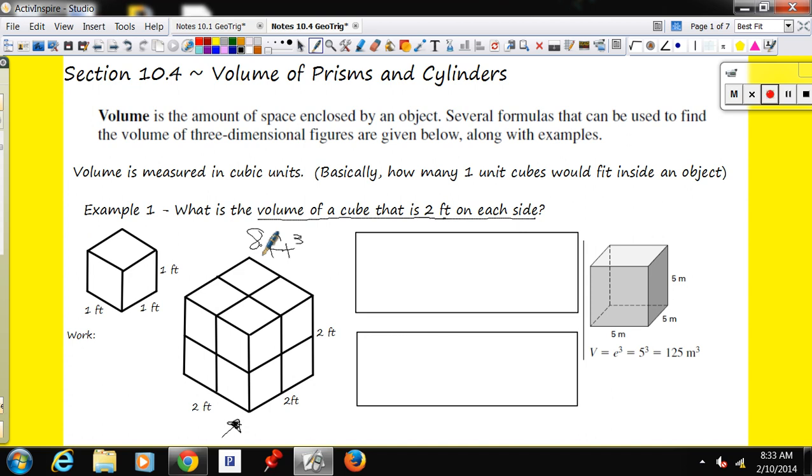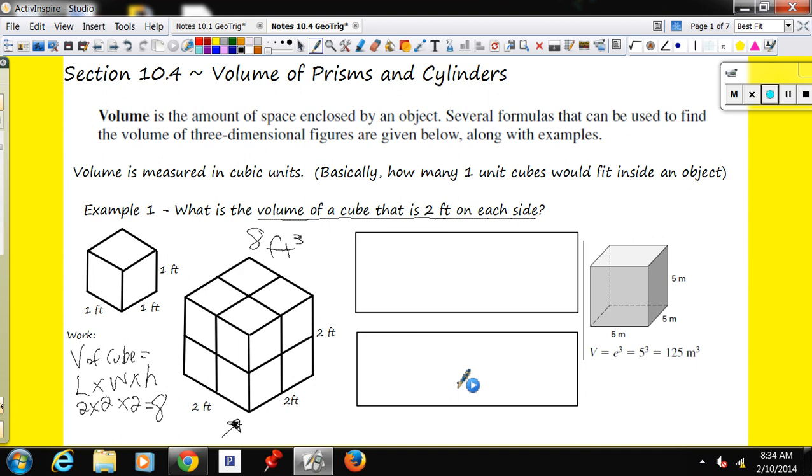Okay, so volume of a cube equals what? How about length times width times height? The length times width would be 2 times 2, times the height, which is another 2. And what was 2 times 2 times 2? 8. That's how we got the 8. So this equals 8 right here.